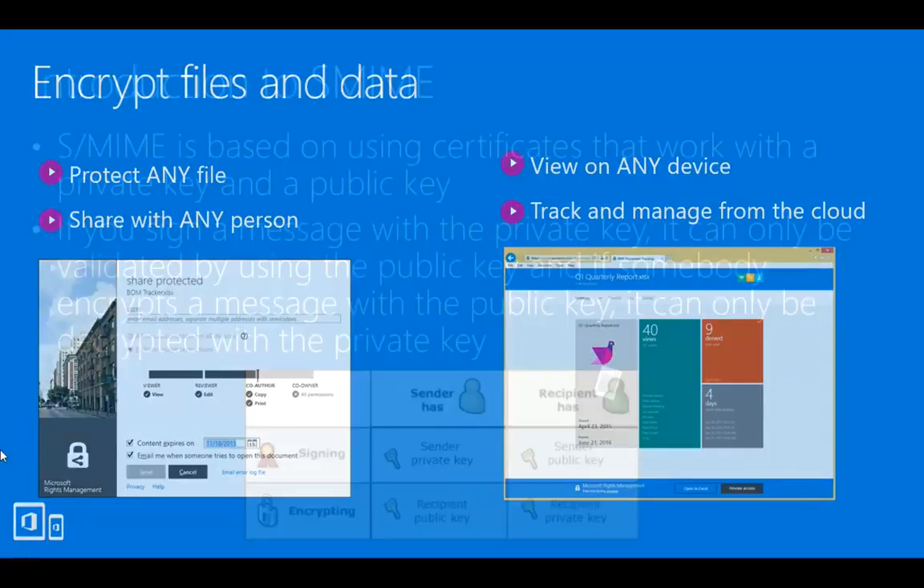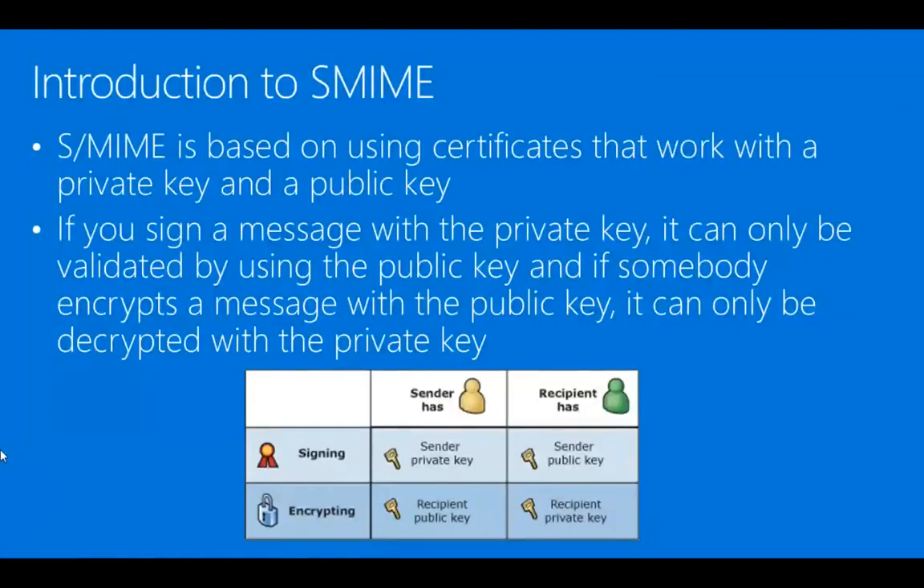S/MIME is based on a certificate that works with a private key and a public key. Although you have a sender and a recipient in front of you, the signature of the message is created with the private key and can only be validated through the public key. Encryption or decryption would only be possible between sender and recipient through this.